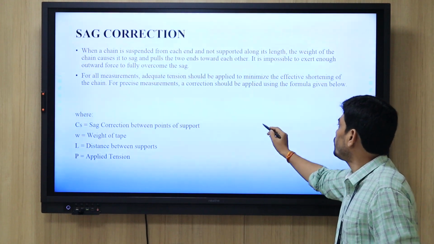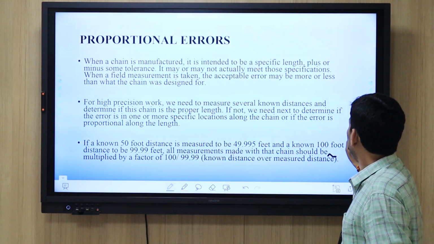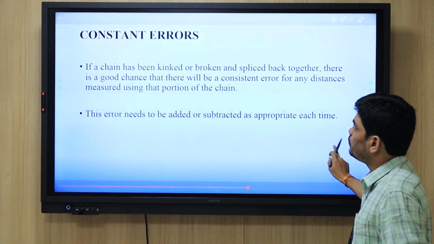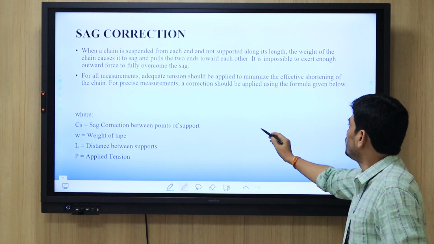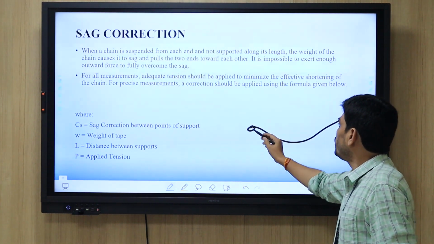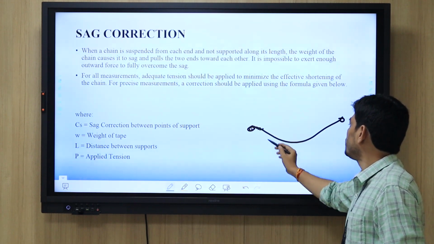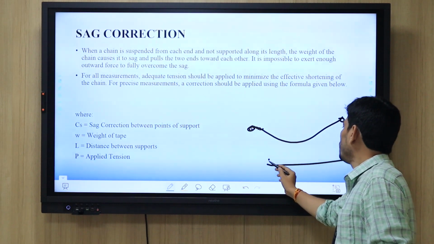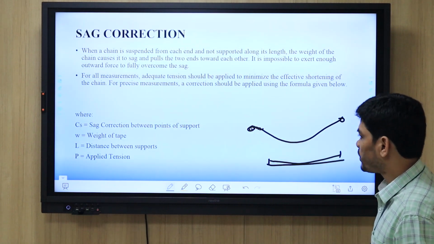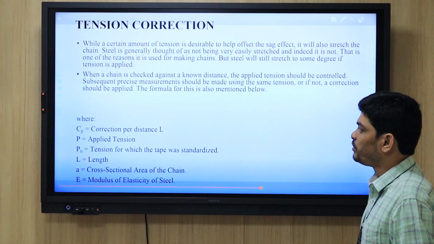Sag means when we are holding the chain, sometimes it will be like this. It is flat ground, but when we are measuring, a small curve like this is nothing but sag. There are corrections for sag as well. If you apply that, it can be minimized.